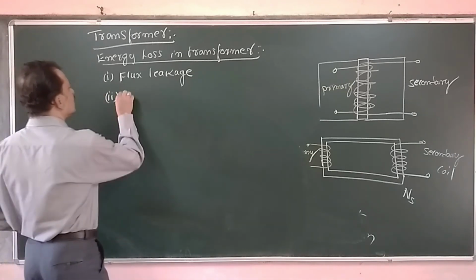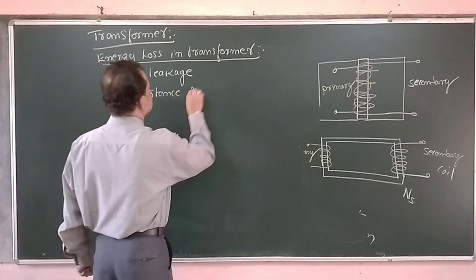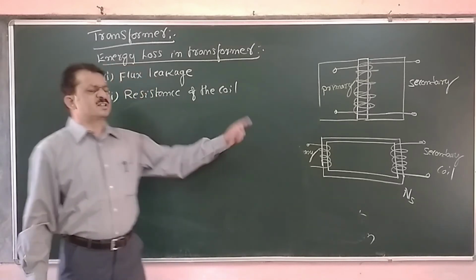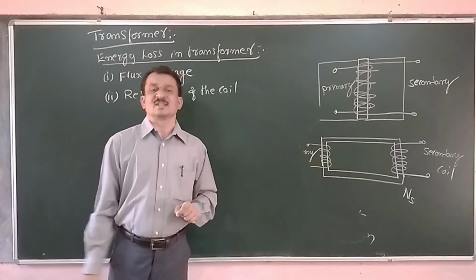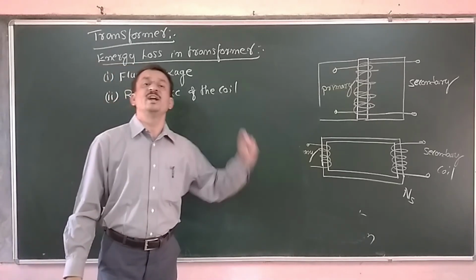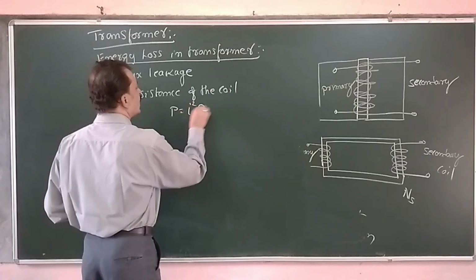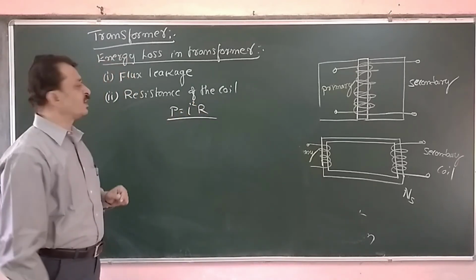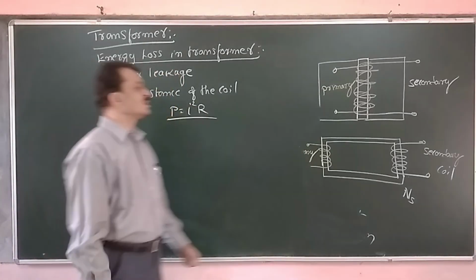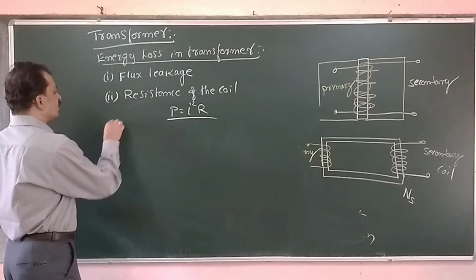Second one, resistance loss. Resistance of the coil. Since the coils have resistance, there is a loss of energy due to Joule heating effect. That is, power loss is equal to I square R. This is the Joule heating effect. In the form of heat, some power is lost. Therefore, there is a loss of energy because of the resistance of the coil. That is the second one.